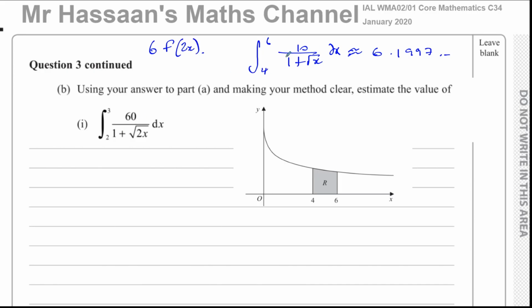If you compare this to that, if this is f of x, if f of x is 10 over 1 plus root x, then what we have here is 6 times f of 2x. It's like you've multiplied by 6, you get 60 over 1 plus, and you replace the x with 2x. So you can say it's a horizontal stretch of a half and a vertical stretch of 6. So you're multiplying by 6 times a half, so you're multiplying the area by 3.